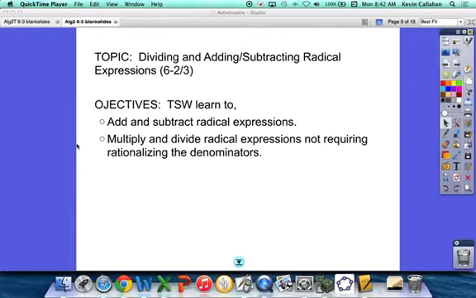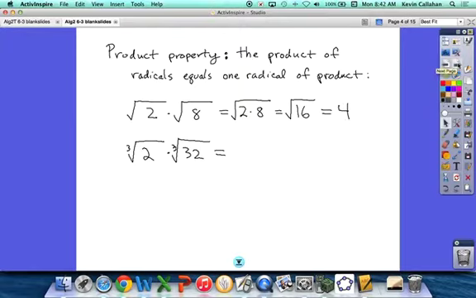Okay, so these are the objectives. These come from the SOLs. We already did the multiply. We're going to do the divide, and we're only doing a certain kind of divide. There's more to the divide that's in the book that we're not doing. Just trying to keep it as simple as possible.